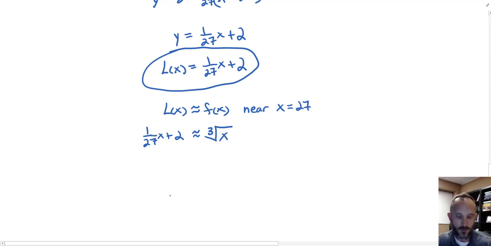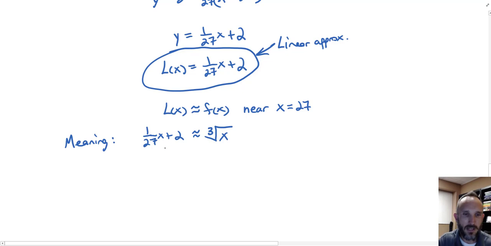Okay? So this is our linear approximation near x equals 27, and this is what it means. This is the meaning of it. The meaning is that the output of the linear function is approximately equal to the output of the curve. Sorry to go on and on about that. I want to make sure it's perfectly clear.